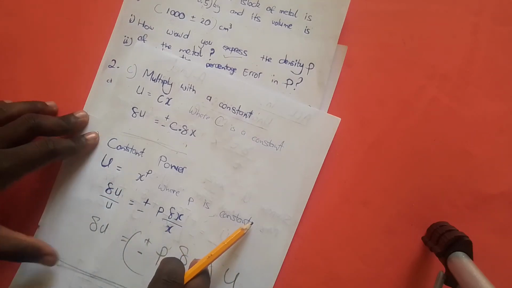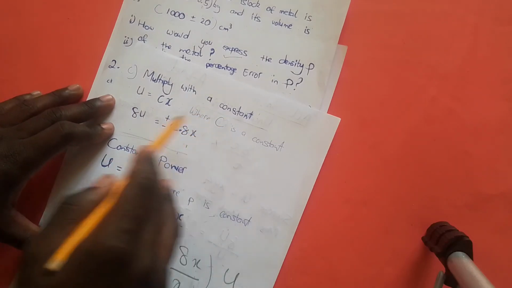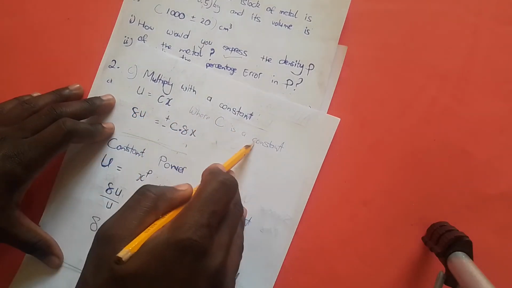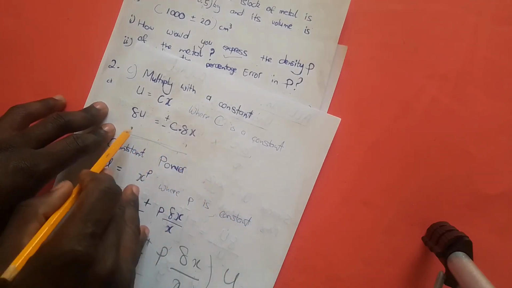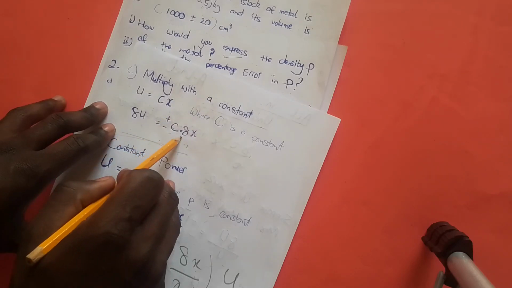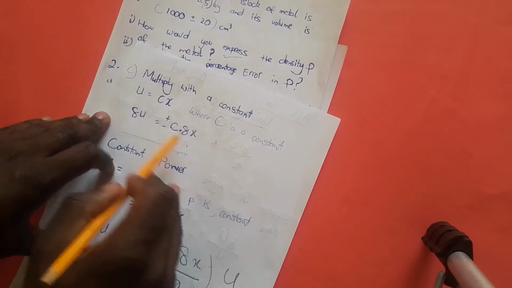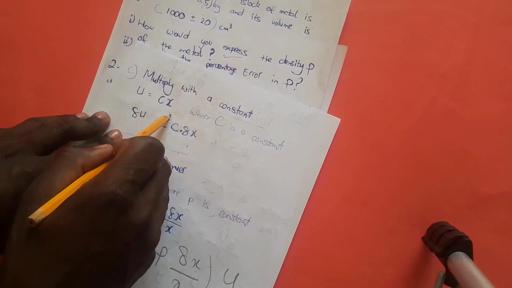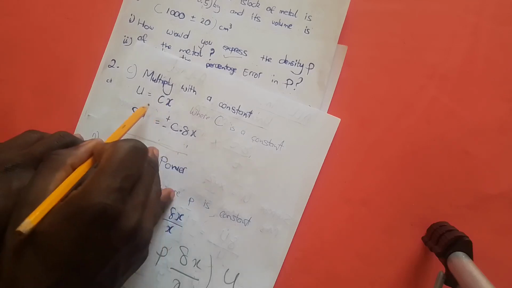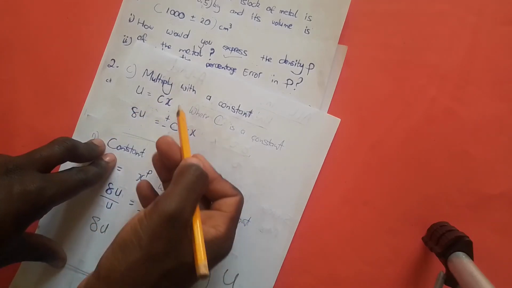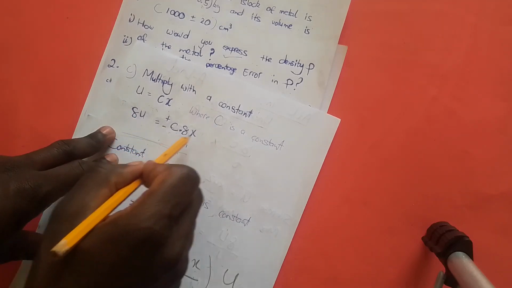The first concept I want you to take note of is that if you are multiplying with a constant, for instance, u is equal to cx, where c is a constant, the absolute error in u will be multiplied with that constant. So therefore, the absolute error in u is equal to plus or minus c times the absolute error in x. You get it? Since u is equal to cx, where c is a constant, the absolute error in x will be multiplied with c. So the absolute error in u is equal to plus or minus the absolute error in x times c, which is the constant.